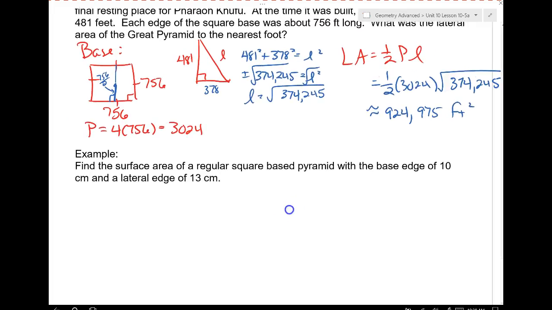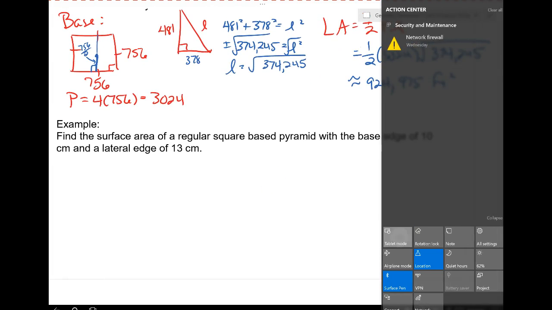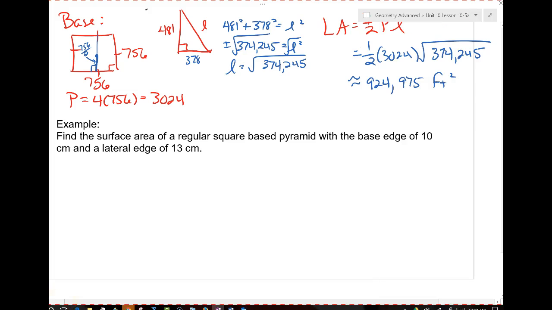All right, now, while I am passing out your test, most of you are almost finished or have this down. Again, look what we're doing. It says find the surface area of a regular square base pyramid with a base edge of 10 centimeters and a lateral edge of 13 centimeters. Right away, what's missing? Slant height. Yeah. So we're missing slant height.